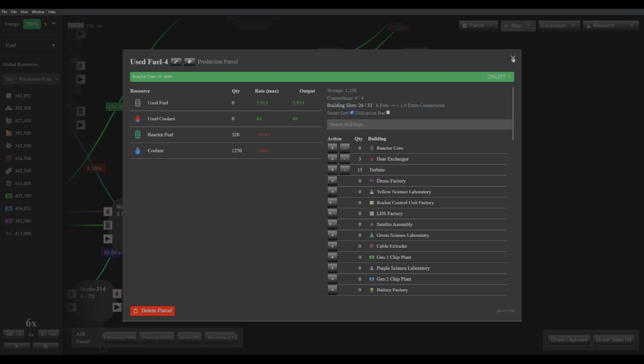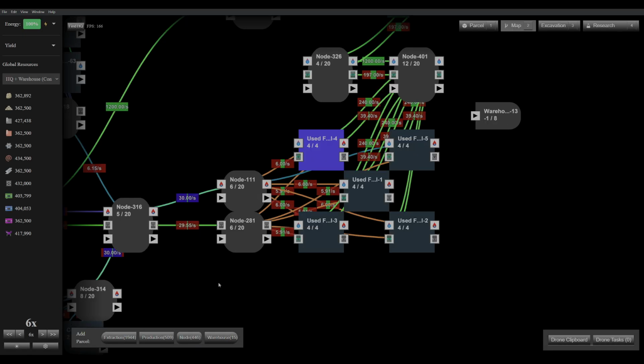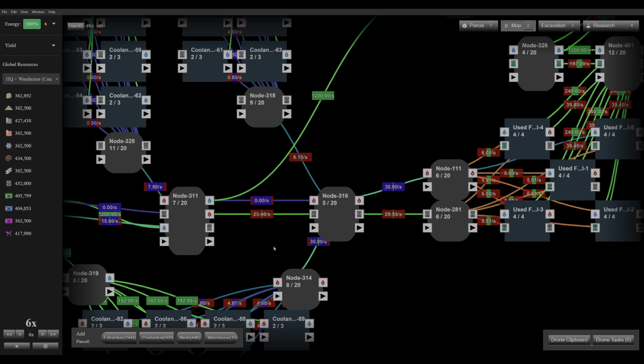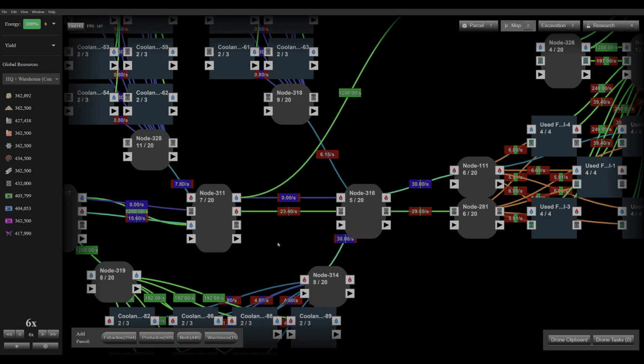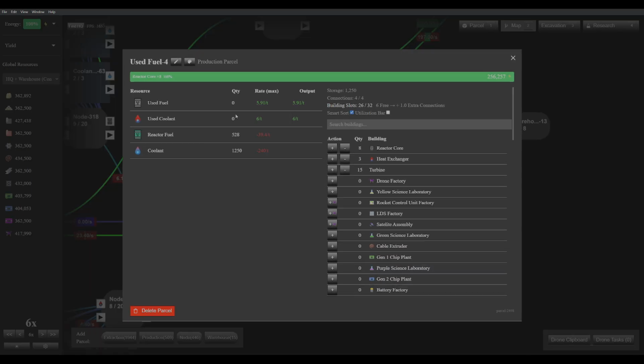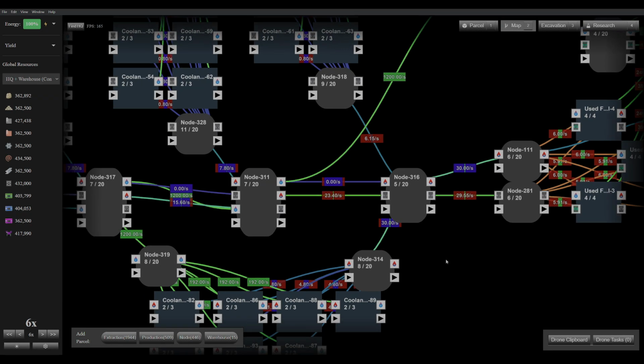Now the great thing about this build is it is 100% balanced where it's at. I have been running this for 24 hours straight and nothing has changed. I will keep an eye on it as always and keep everybody updated, but as far as I know, everything is balanced. As we move on, we are pulling 30 used coolant and 29.55 used fuel rod. Now these numbers we get by timesing the used fuel rod and used coolant by 5. And they do mathematically work out.